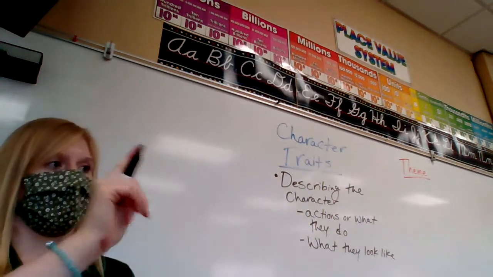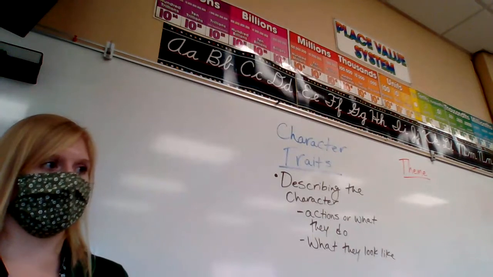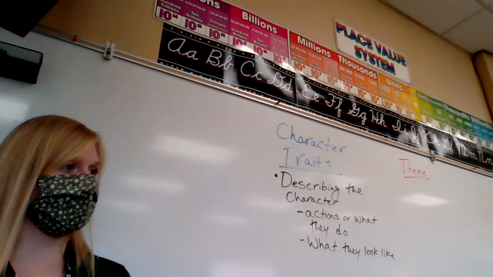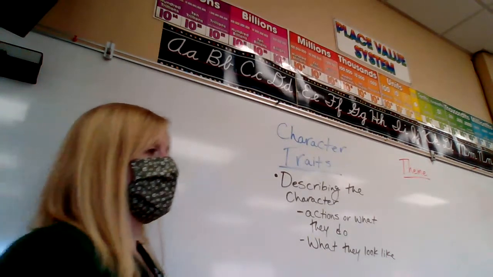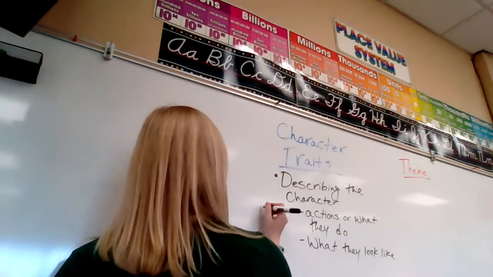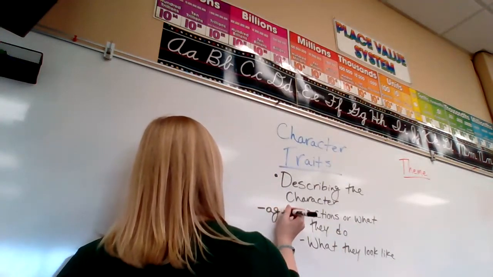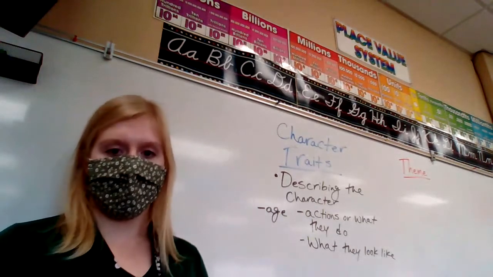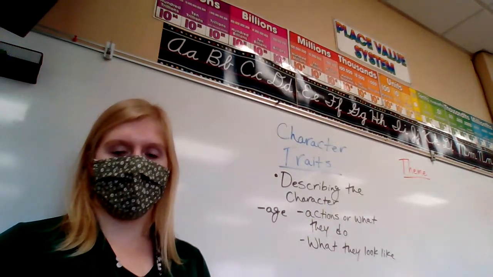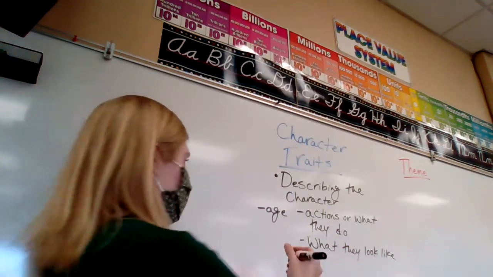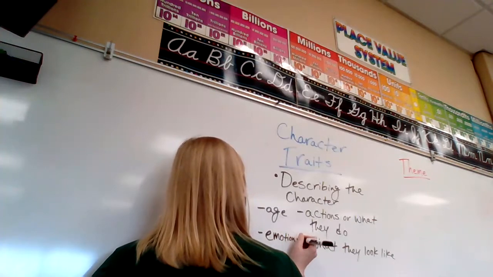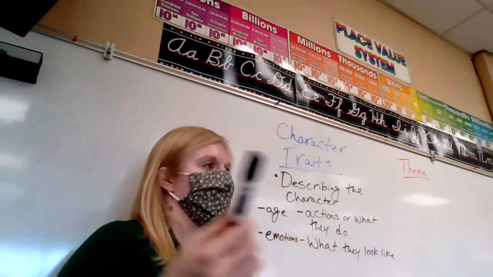Go ahead, Allison. They're like, how old they are and stuff like that. Yeah, so age could be a part of it. What else? Max? Like what their feelings are, like they're super emotional, they're super serious. Okay. Emotional and serious. Those are what? It starts with an A.